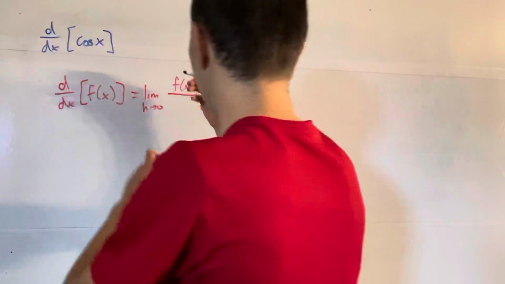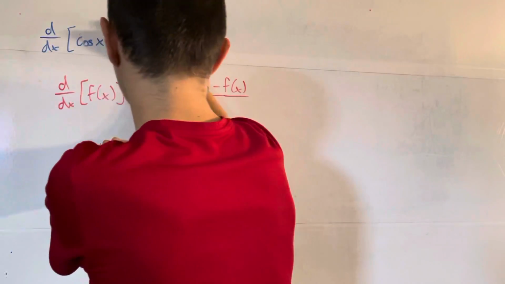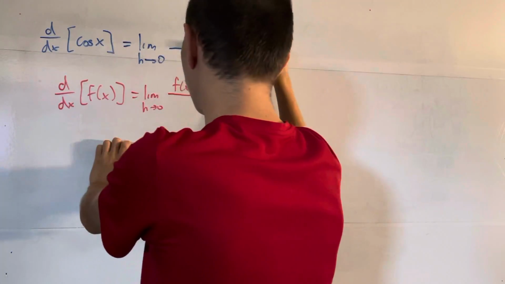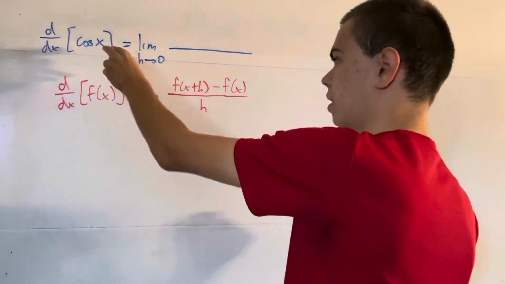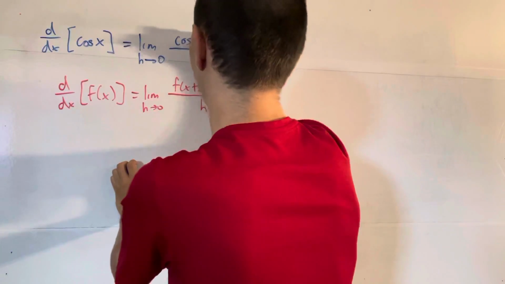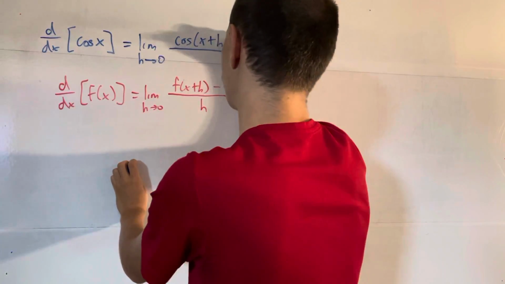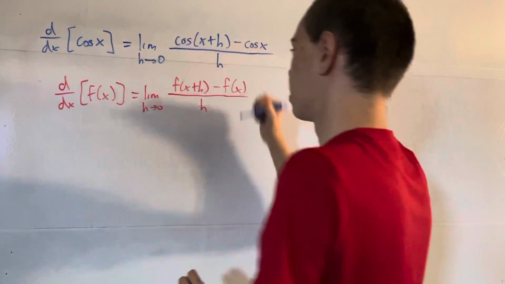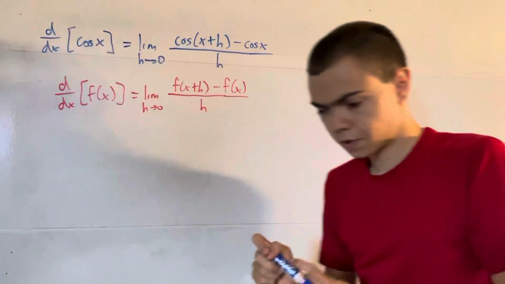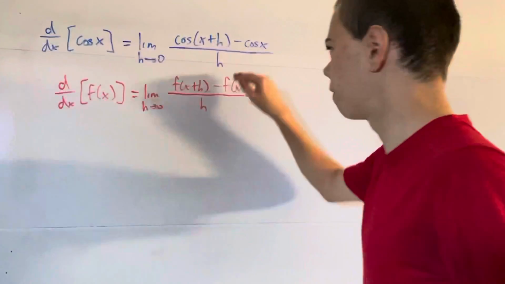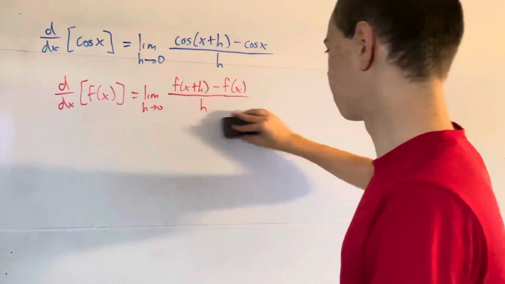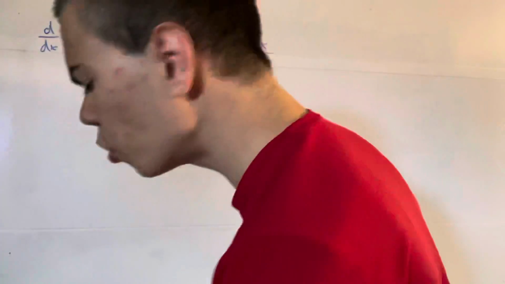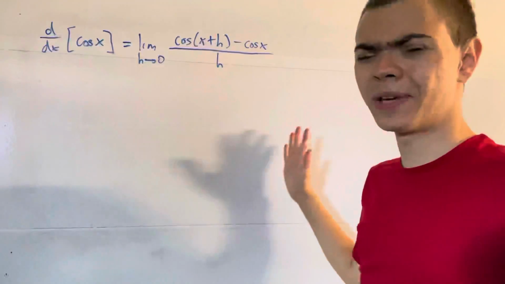And so the whole idea is that this right here would just be the limit as h approaches 0 of the cosine of x plus h minus the cosine of x all over h. And so that's the idea. And so all we really need to do is figure out what this limit is. But how do we even figure out what this limit is going to be?